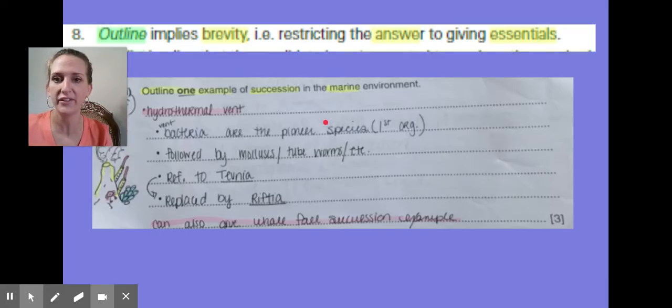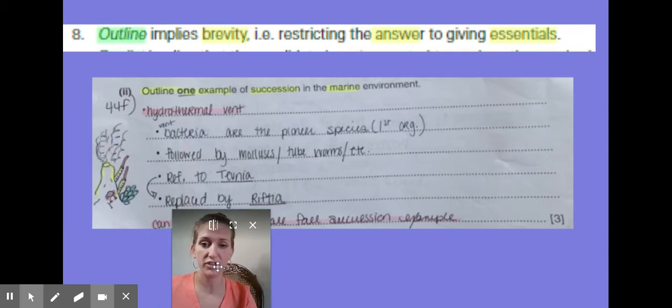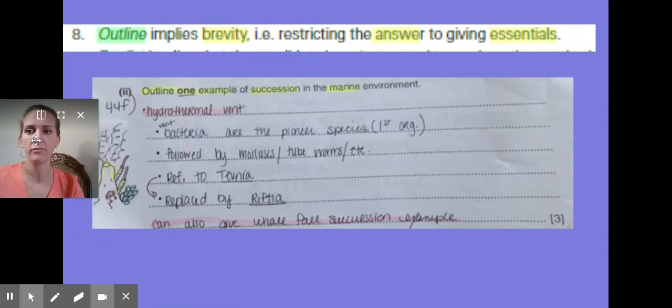And it says one example of succession. You guys have had succession in your regular bio classes. And it's only 3 marks. So how do you know what you need to talk about? I'll talk about this question specifically with you guys, but you want to talk about something you can at least bring up 3 data points for.